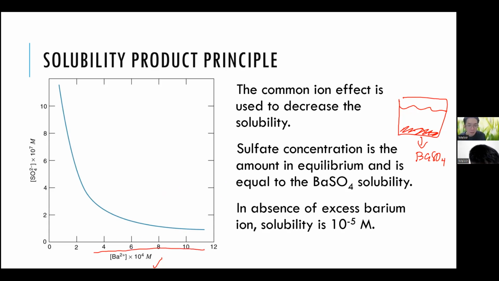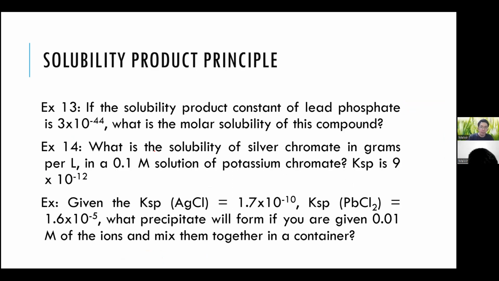Kapag ini-increase ang barium 2+, bumababa yung solubility at bumababa yung SO4. Kung bumababa yung sulfate, nako-convert siya into barium sulfate. Correct. So, ano nangyayari sa solubility? Bumababa po, kasi you are forming more barium sulfate. Yan yung graph. Minsan kasi may mga questions na paano ang graph ng common ion effect in slightly soluble salts. Ganyan siya. Okay?